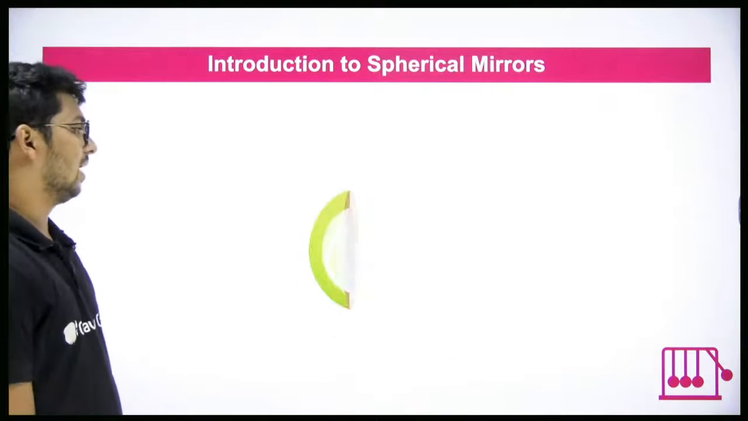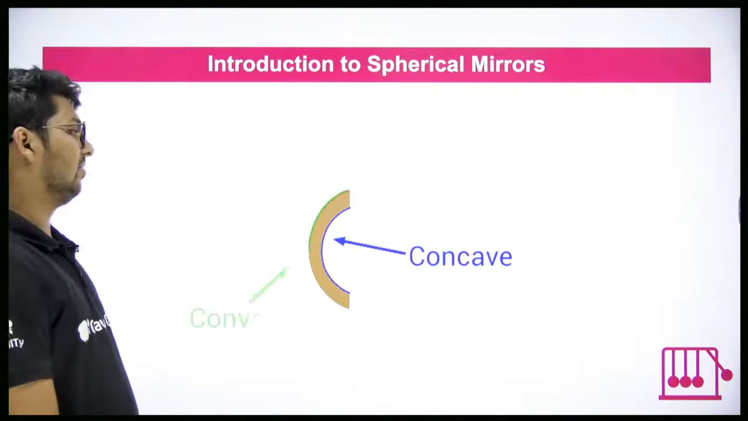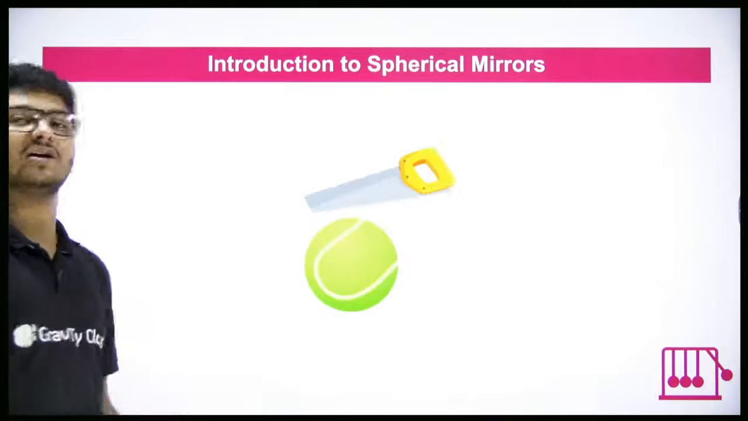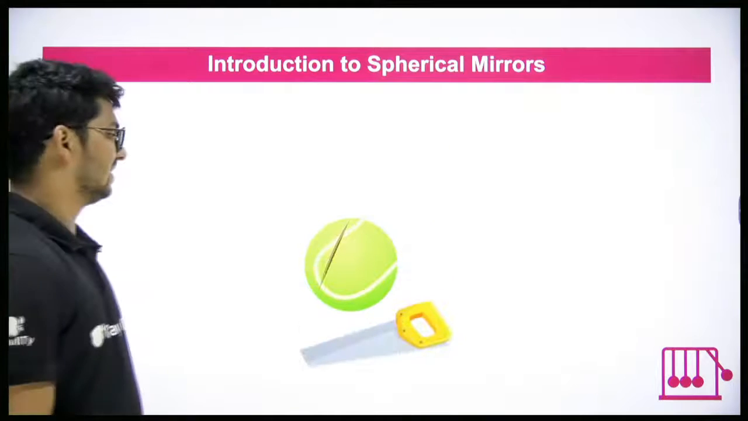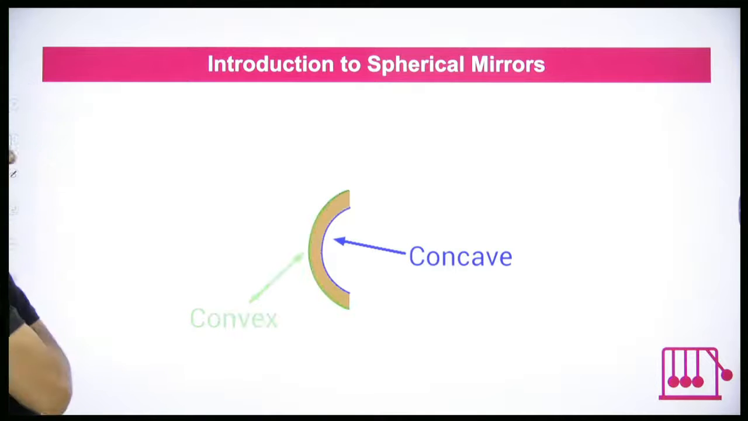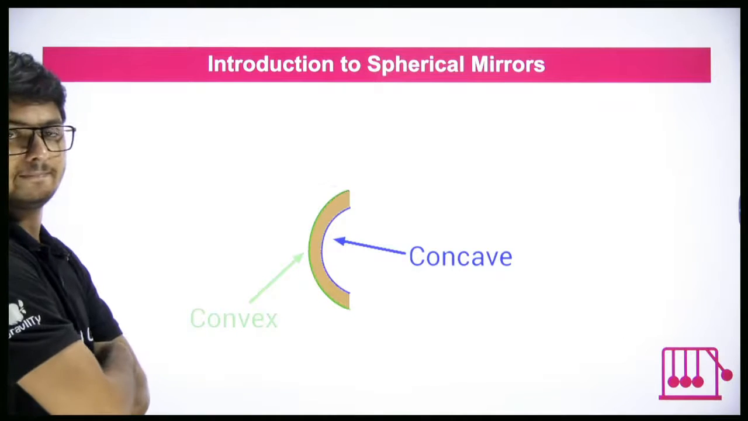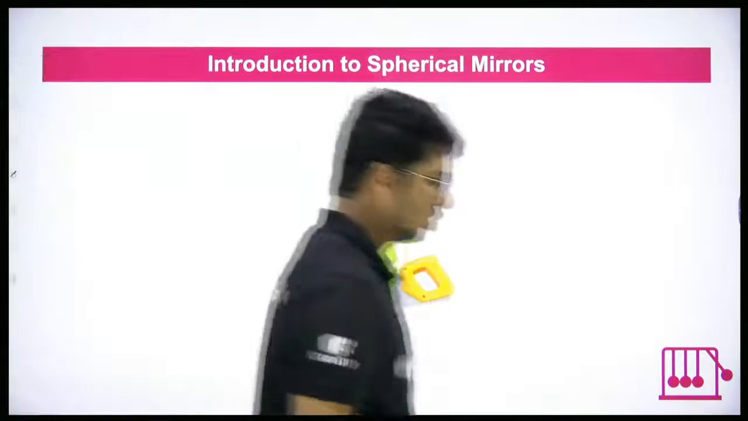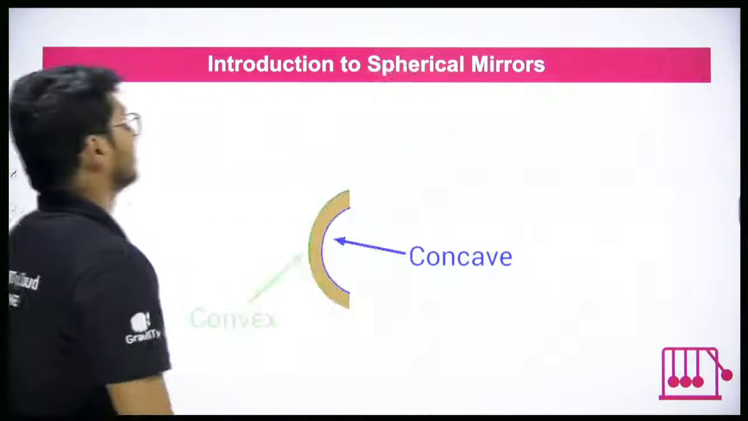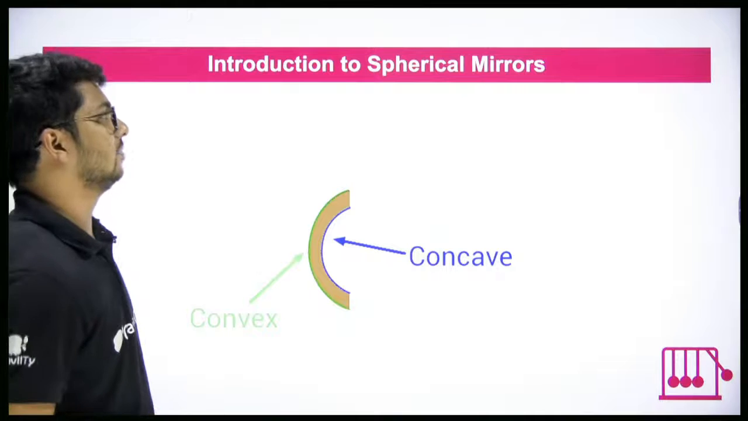We have taken a ball and cut it, and when we cut it, we get two parts, two surfaces. The inside one is concave and the outside one is convex. Okay. We understood what concave and convex are, but now let me show you something.